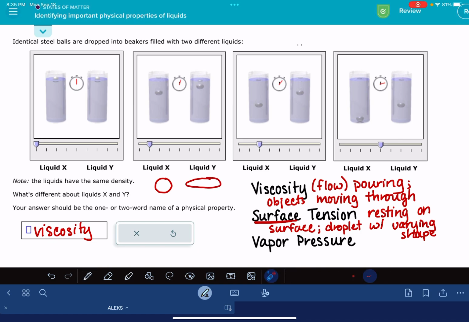So for problems where surface tension is the correct answer, you're either going to be seeing objects that are resting on the surface of the liquid, or you're going to be seeing varying shapes of the liquid as something is blowing up against it or something like that.